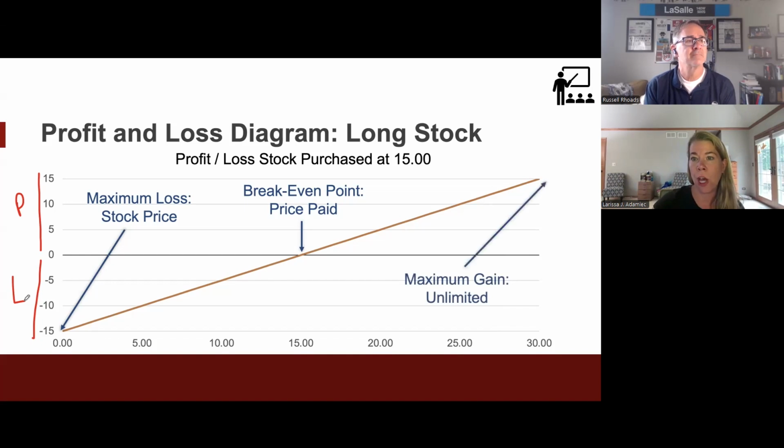If we have this gain, let's say it does go up to 30 and we don't take it, then that's what's called a paper gain. It's just a gain on paper. And then in that case, we would have a theoretical loss.